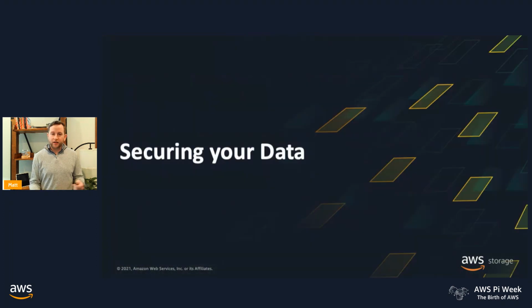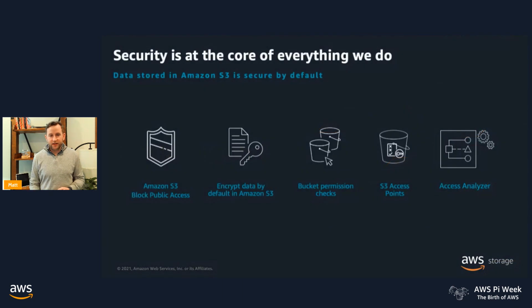Okay, so now that we talked about storing your data, let's switch gears a bit and talk about securing your data. With Amazon S3, security is at the core of everything we do. The buckets and objects that you store in S3 are secure by default, and we give you granular controls to share that access with others. We also have a number of features that you as a customer can take action on to secure your data, like Block Public Access, encryption by default, bucket permission checks, access points, and Access Analyzer. So in this section, I'm going to highlight a few of these features in the next few slides.